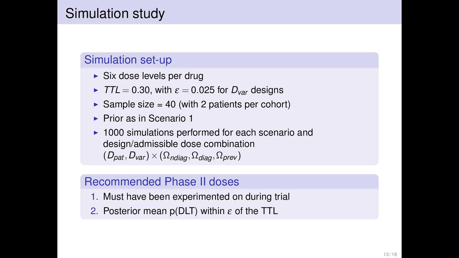So just to say here that at the end of the trial, we're going to recommend phase 2 doses based on the following criteria. Firstly, the dose combination must have been experimented on during the trial. And secondly, its posterior mean probability of DLT must be within this epsilon of the target toxicity level. So that's how we suggested to recommend the phase 2 doses.